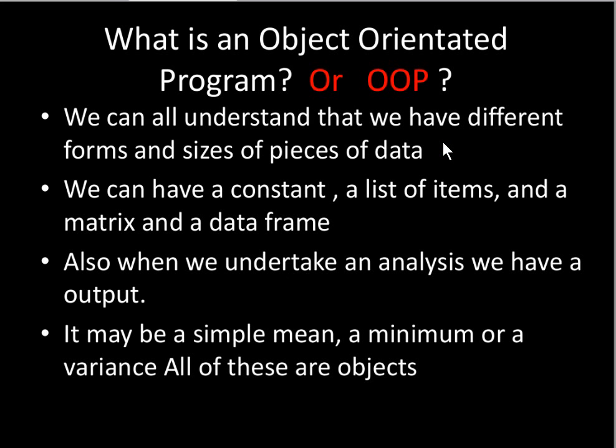So what is OOP, object-oriented? It's something where I'd like you to understand that we can have different forms and sizes of pieces of data, really. You can have things like a constant, you can have a list of items, you can have a matrix, you can have a more than two-dimensional matrix, which is called an array, and you can have a data frame. Also, when we undertake an analysis, we have some output. We might do an analysis of variance, we might do a statistical test, and we get an object in R, which we can then query to get more information out of it.